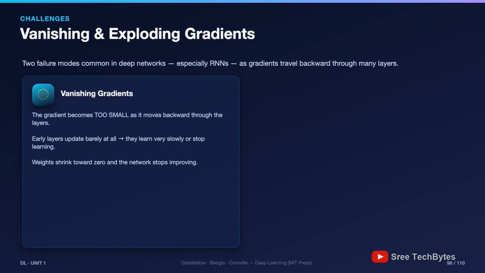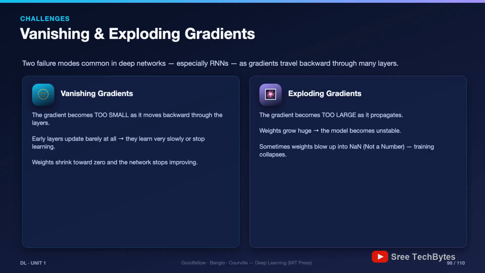Practically nothing. Multiply 50 numbers slightly more than 1. 1.1 to the 50th is over 100. Explosion. Vanishing gradients: the signal shrinks to nothing on its way back. The early layers barely update, learn glacially, or stop entirely. Exploding gradients: the signal balloons, weights blow up, training destabilizes, and sometimes weights become NaN. There's our 3 AM friend, one more time.